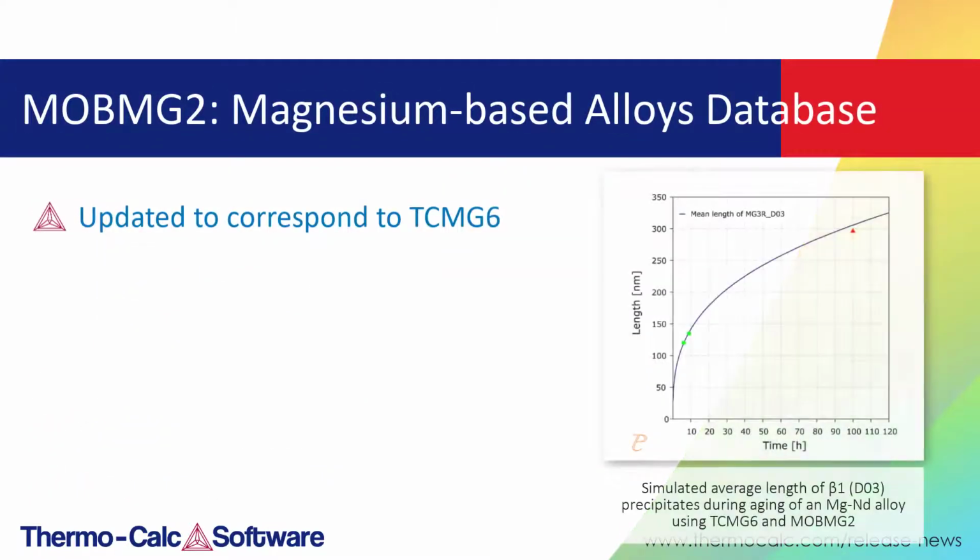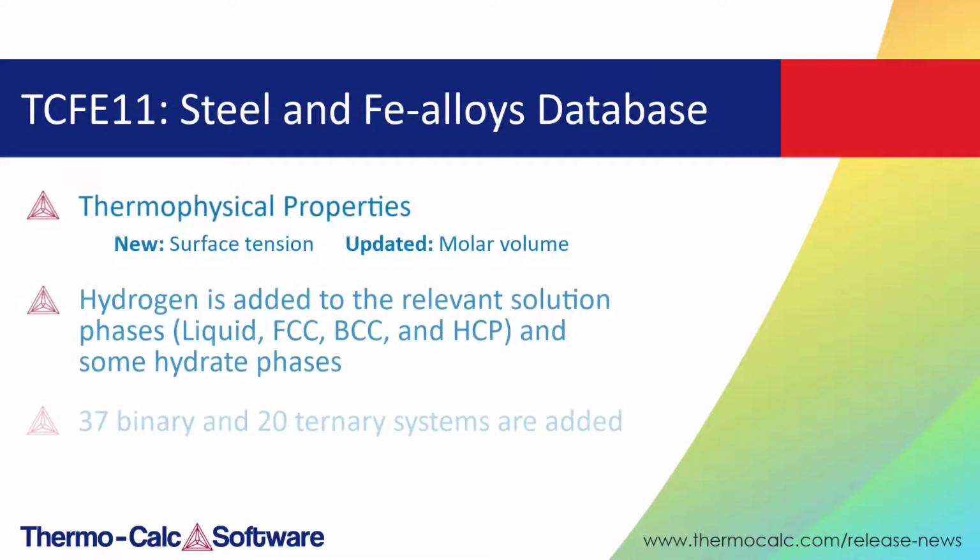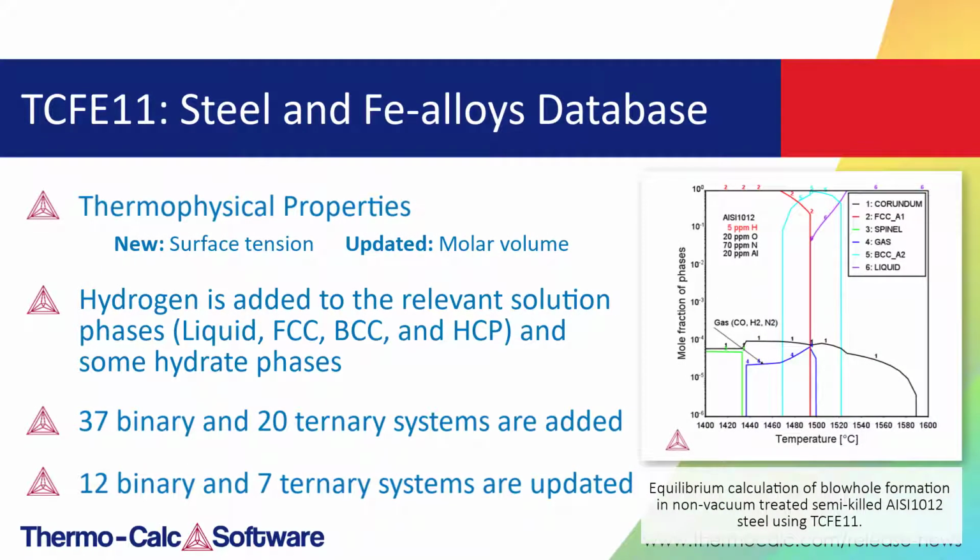MobMG2, the companion mobility database, is updated to correspond to TCMG6. The Thermodynamic and Properties database for steel and Fe alloys, TCFE11, adds the thermophysical property surface tension. Additionally, molar volume is updated for this release.